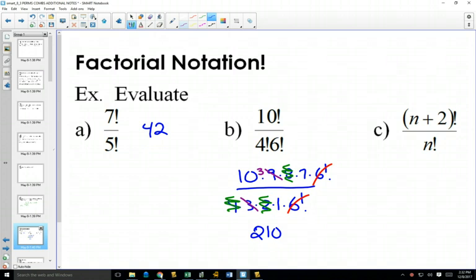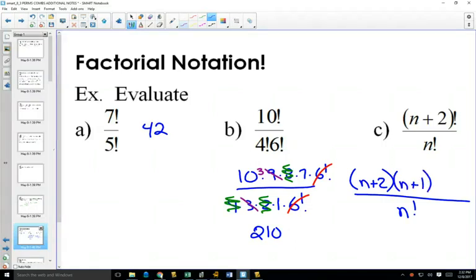The same thing happens when you use variables. So I have an n plus 2 factorial over an n factorial. Which one's bigger? N plus 2. So we'll leave the n factorial on the bottom, and we'll start expanding the top. So n plus 2, what's 1 less than n plus 2? N plus 1, what's 1 less than n plus 1? N. And when you get to n, these would simplify, and we're just left with n plus 2 times n plus 1. And you could multiply that out or leave it factored.